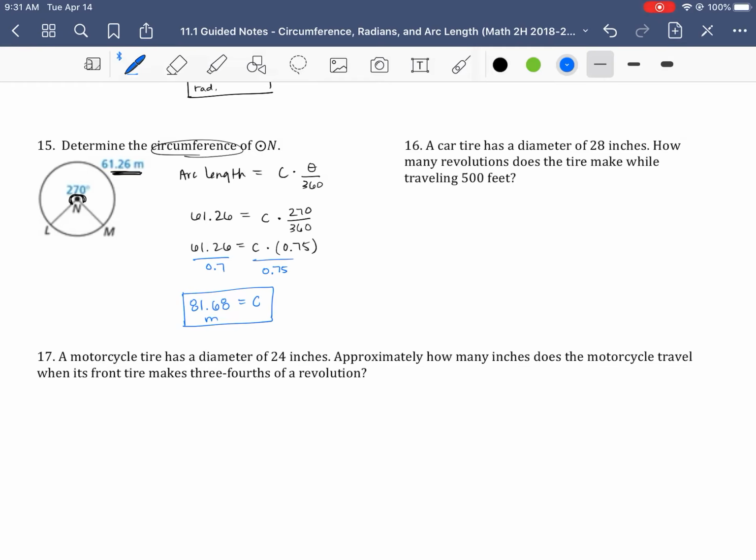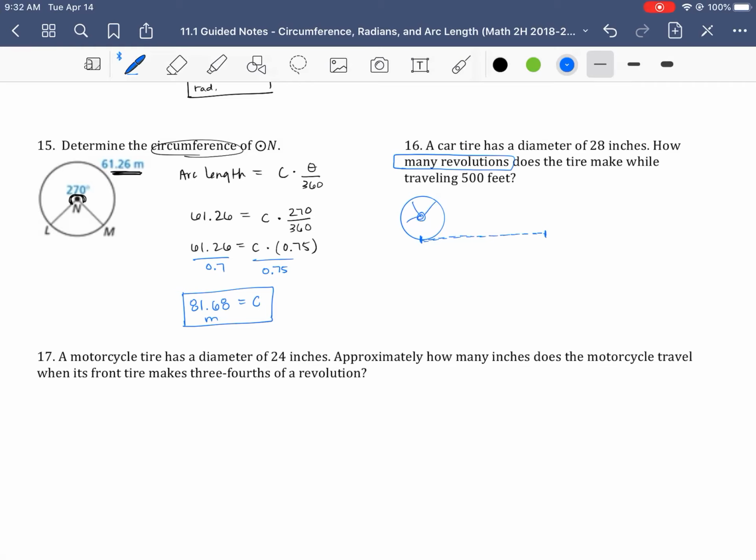All right, a couple applications, just so you have a few examples of these. Number 16 says a car tire has a diameter of 28 inches. How many revolutions? So this is asking how many revolutions. Now when you talk about circumference and you have something that's going around and around, think about your circle. If I were to cut this circle right here and lay it out in a flat line, then basically one circumference is the same as once around the circle.